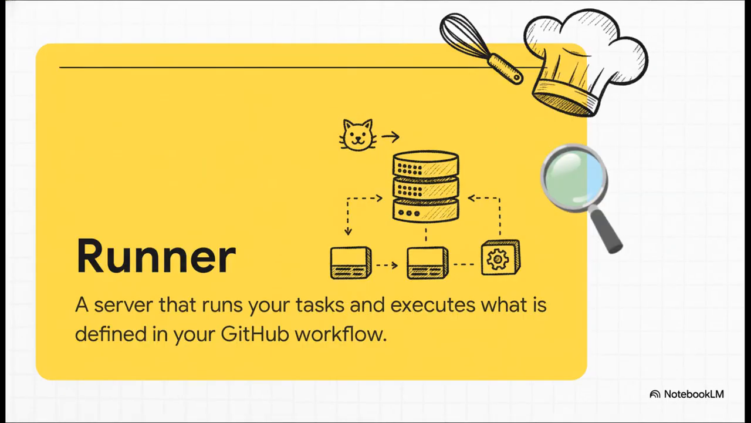And where do these jobs actually run? They run on a runner. A runner is just a server waiting for instructions. It's the kitchen where your recipe actually gets made. And the cool thing is, GitHub provides runners for you for free, Windows, Mac, Linux, but you can also set up your own if you need to.